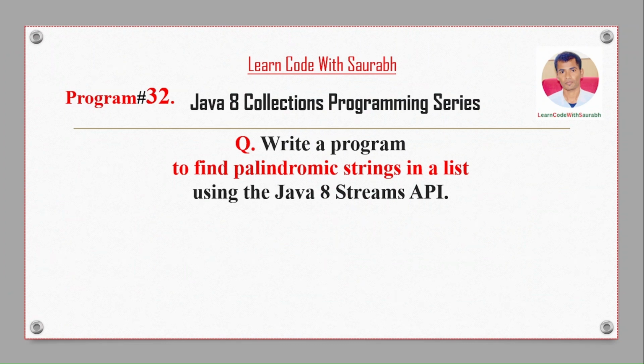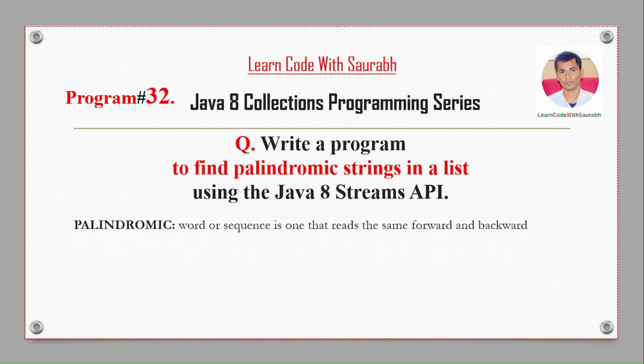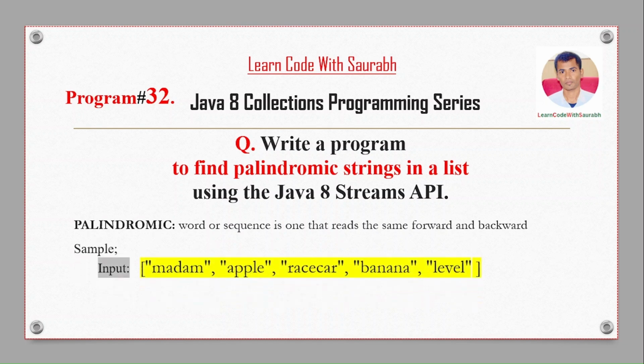Today I am going to solve a program to find palindromic strings in a list using the Java Stream API. So let's see. A palindromic word or sequence is one that reads the same forward and backward. For example, if I have sample input like Madam, Apple, racecar, banana, level, you can see that you can read them forward and backward. So after that we will get a simple output like madam, racecar, level. So these are the palindromic words.